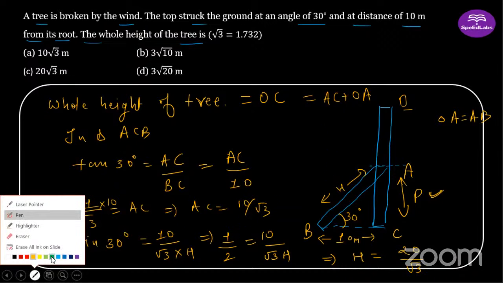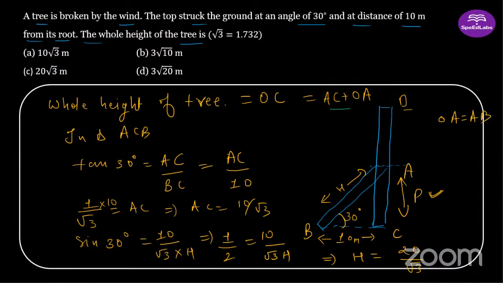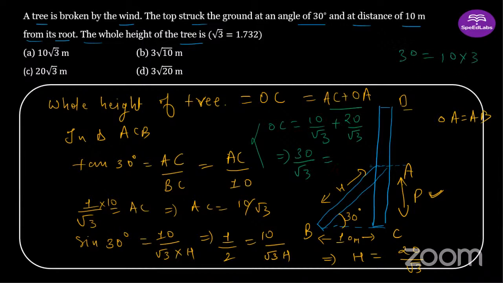So we'll just substitute the values now. AC plus OA. So we have our value of OC equal to 10 by root 3 plus 20 by root 3. And this would become 30 upon root 3. You can write 30 as 10 into 3, so this would become 10 root 3. And so here we have our answer as A. Okay, I hope it is clear. We can move to the next question.